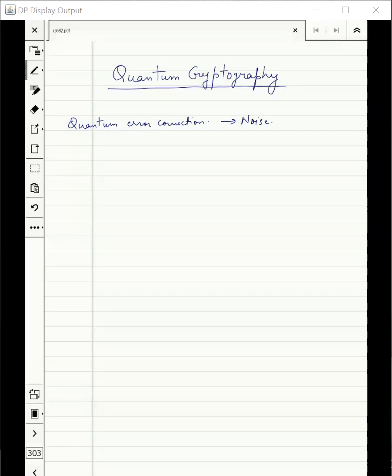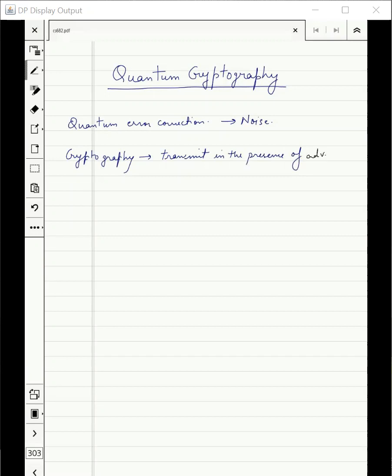What is cryptography, or what are we supposed to do in cryptography? We are supposed to transmit qubits or bits or a message in the presence of an adversary. This is the important difference.